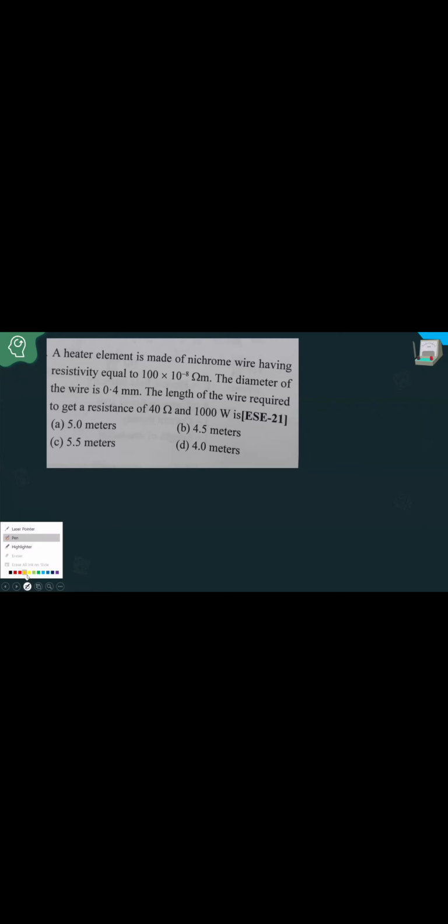This is actually not an inductor and capacitor related question. This is a resistance related question. What resistivity is given? Resistivity equal to 100 into 10 to the power of minus 8 ohm meter. Students, we know that R equal to rho L by A.